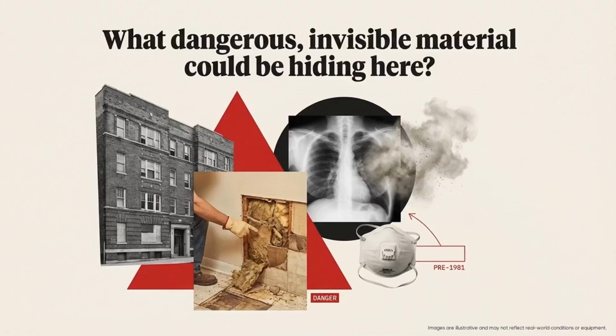So let me ask you something. If you're about to start work on a building that went up before 1981, what invisible threat could be hiding in the walls, the flooring, or the insulation? Well, the answer is asbestos. It's a really nasty material that, when you disturb it, can lead to some very serious long-term health issues. And that's exactly why this OSHA standard exists.